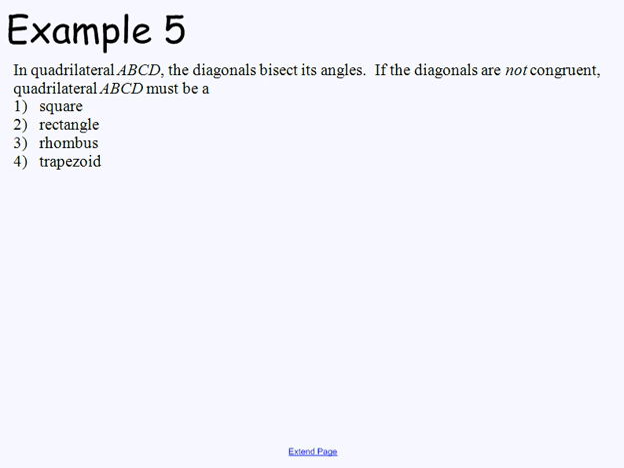Example 5. In quadrilateral ABCD, the diagonals bisect its angles. If the diagonals are not congruent, quadrilateral ABCD must be. So I know that the answer is not a square because a square has that property that the diagonals are congruent, and I know the answer is not a rectangle because a rectangle has that property of congruent diagonals. So it's either a rhombus or a trapezoid. And the answer is rhombus because in a rhombus, diagonals bisect its angles.